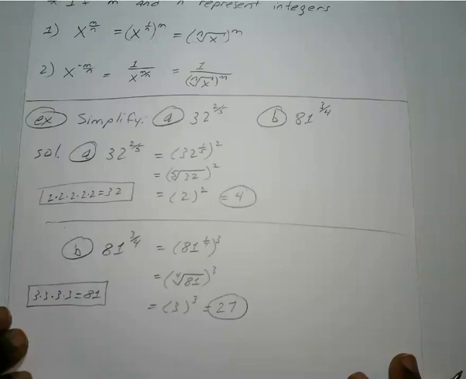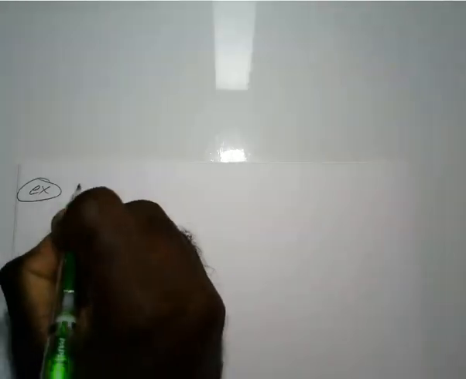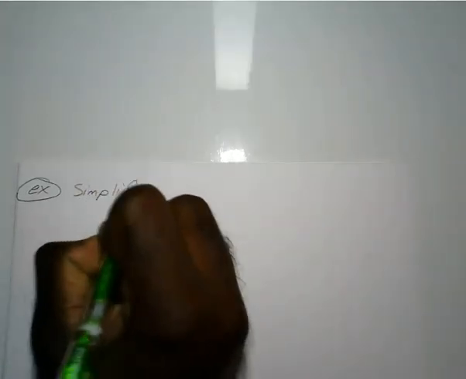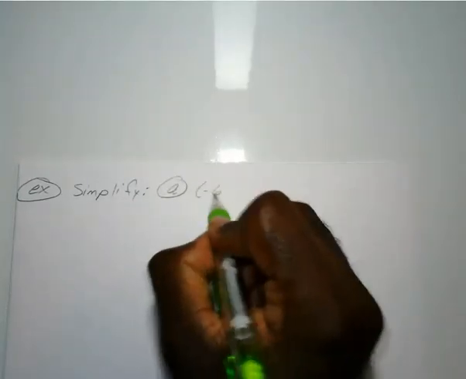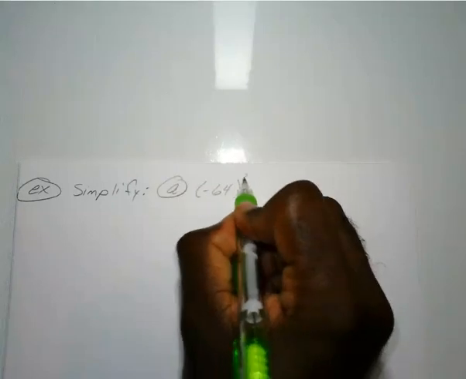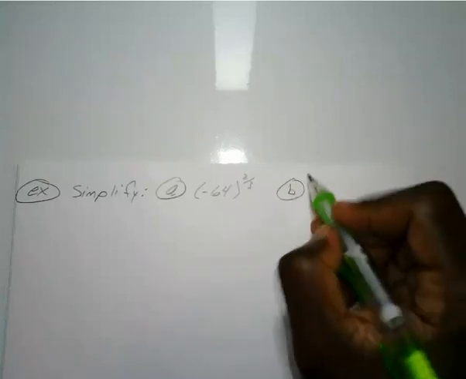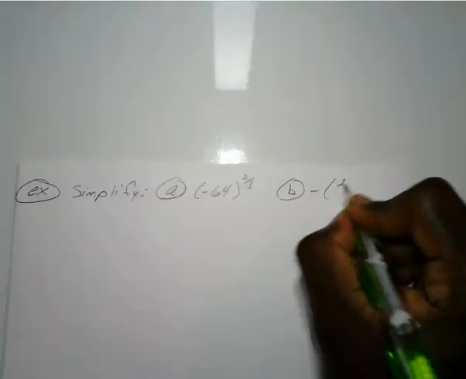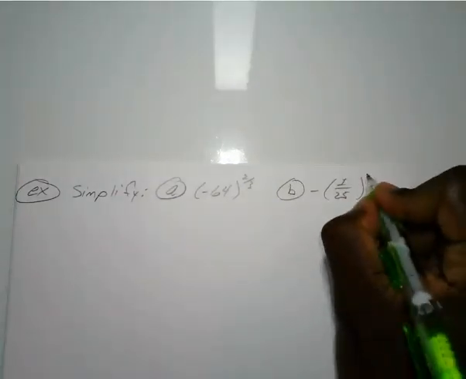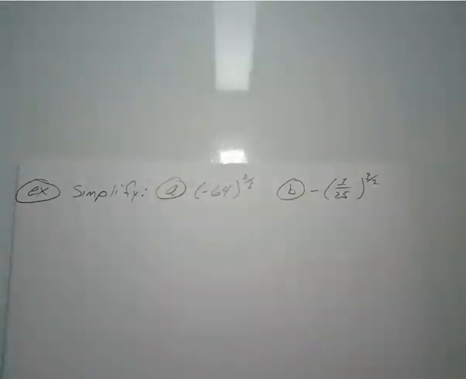Alright. Go ahead and do one more example. What if we wanted to simplify? Say for problem A, we have negative 64 to the 2/3 power. And for problem B, we have negative, now the negative is on the outside of the parentheses here, say 1/25 to the 3/2 power.